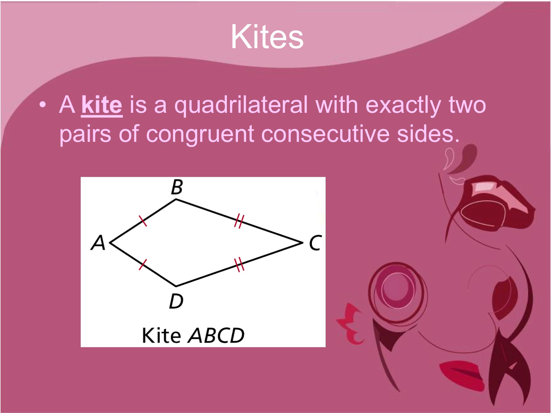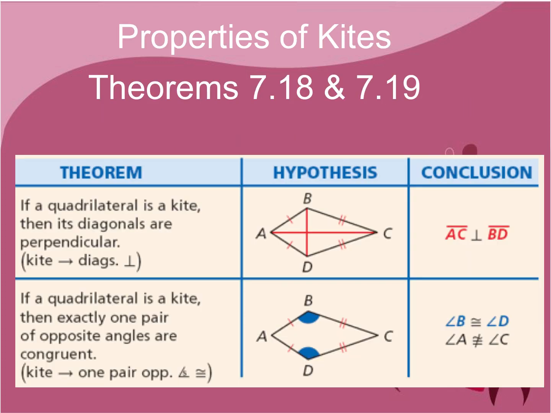All right, now we have a kite. A kite is a quadrilateral with exactly 2 pairs of congruent consecutive sides. The key word is consecutive. So that means that these are consecutive to each other and these are consecutive to each other. So these are the properties of the kite.